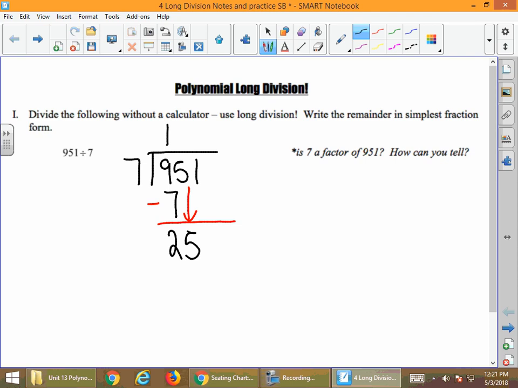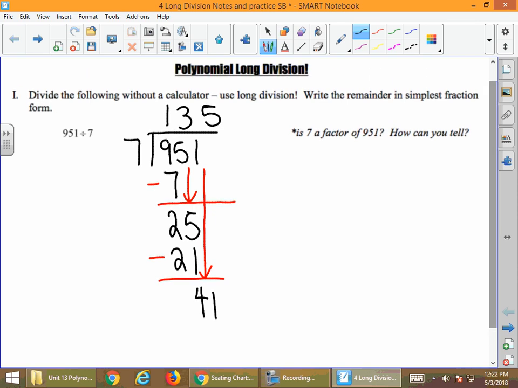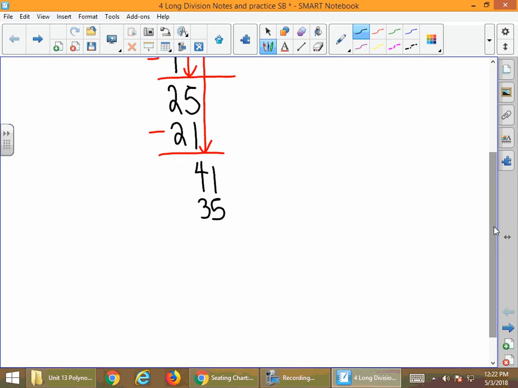And we go through that process again. How many times does 7 go into 25? Well, 7 goes into 25 3 times. 3 times 7 is 21. And again, we subtract. 25 minus 21 is 4. And we need to bring down the 1. And we ask ourselves the same kind of question. How many times does 7 go into 41? Well, it goes in there 5 times. And 5 times 7 is 35. And yet again, we subtract. 41 minus 35 is 6, which is our remainder on this problem.